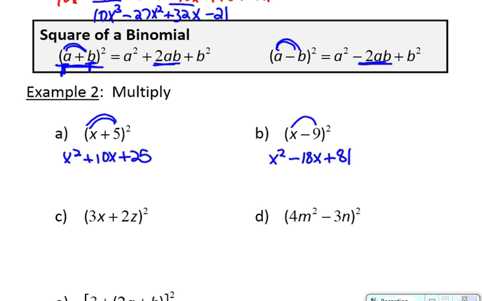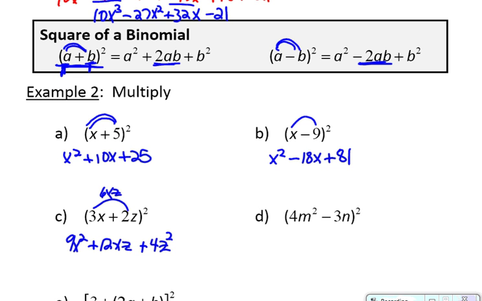C, 3x plus 2z squared, so it's 3x times 3x is 9x squared. I'm going to multiply the two terms, and that's going to give me 6xz, and then I'm going to double it, and that gives me 12xz. Plus, and then 2z times itself, so that gives me 4z squared.